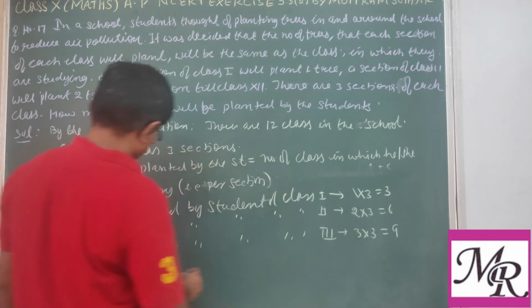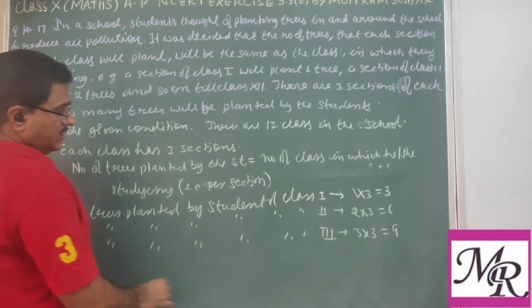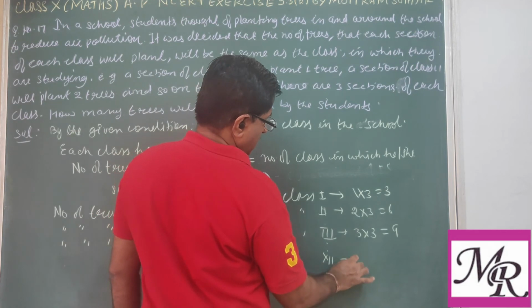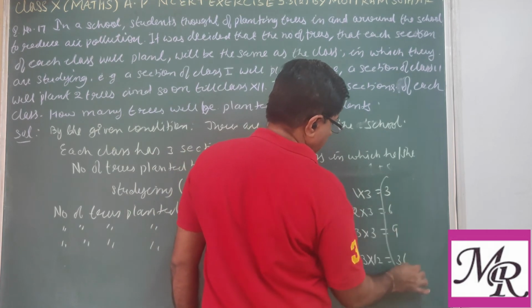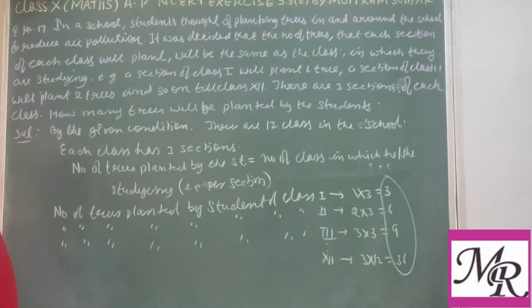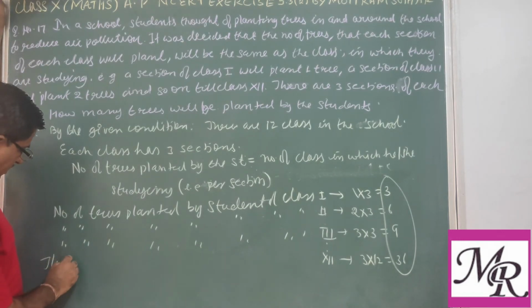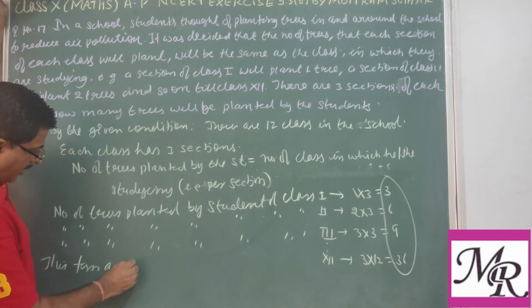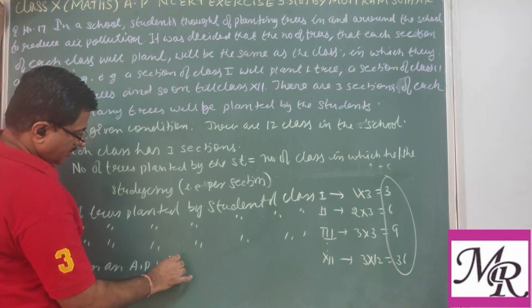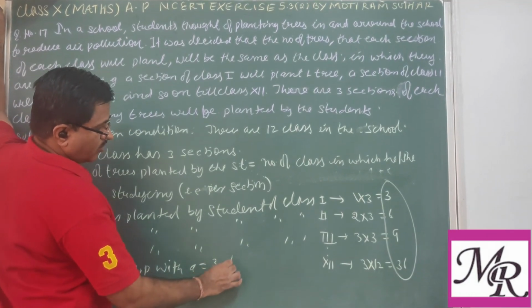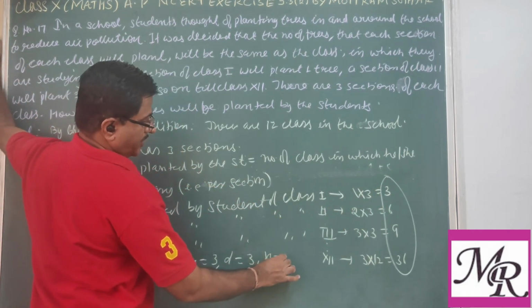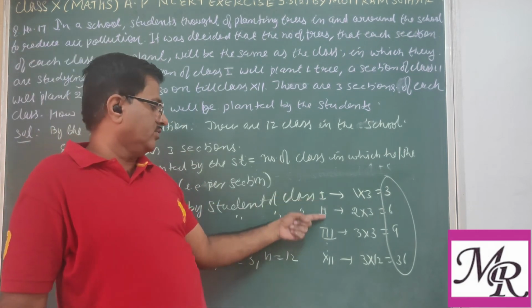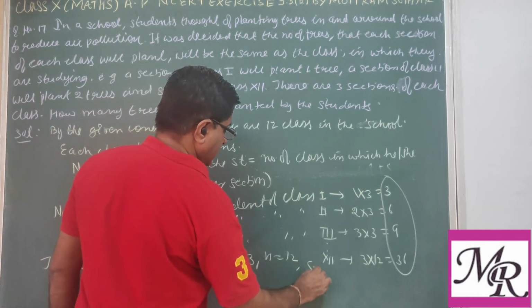So up to 12, after this 12 there are 3 sections and 12, so 36. So we get an AP. This forms an AP with a equal to 3, common difference also 3 (6 minus 3 or 9 minus 3), and the number of terms is 12. There are 12 terms from 1 to this, and you have to find S12.